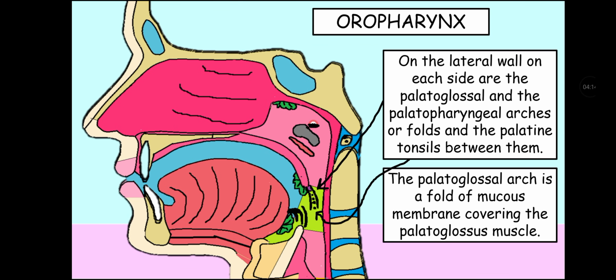Then on the lateral wall of each side of the oropharynx, there are the palatoglossal fold and the palatopharyngeal fold, or arches. And there is the palatine tonsil, placed between the palatoglossal fold and the palatopharyngeal fold. The palatoglossal fold or arch is a fold of mucous membrane that covers the palatoglossus muscle. And the palatopharyngeal fold or arch is a mucous membrane fold that covers the palatopharyngeus muscle. Between these two arches, there is the palatine tonsil.